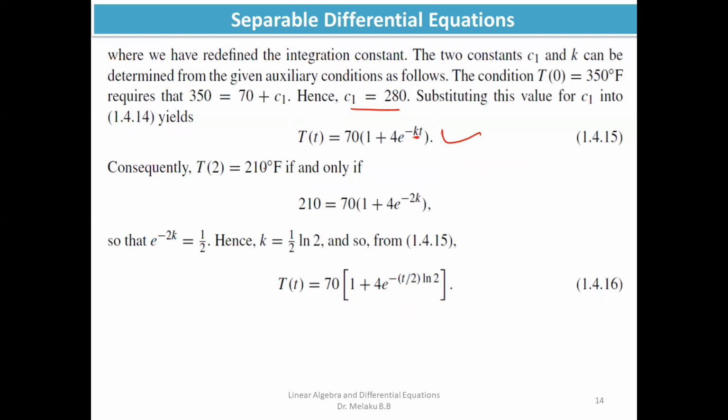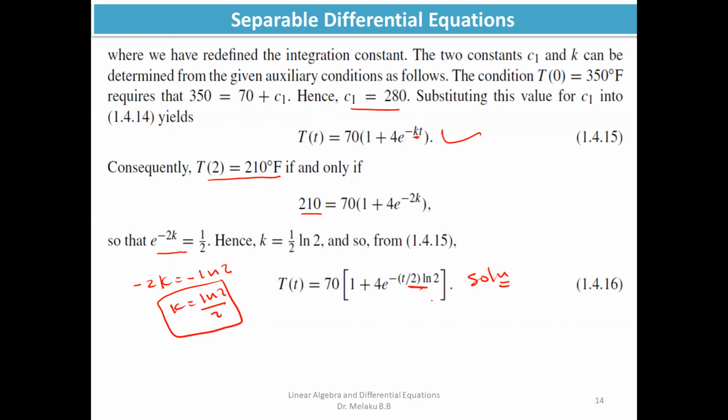That is, the temperature at 2 minutes is 210. It is given, which means 210 equals 70 times 1 plus 4e raised to minus 2k. Therefore, using the exponential rules, e raised to minus 2k is half, and from here we can say that minus 2k is minus ln 2. Therefore k is ln 2 over 2. That's true. Then finally, instead of k, we use ln 2 over 2. So this is the general solution for the differential equation.